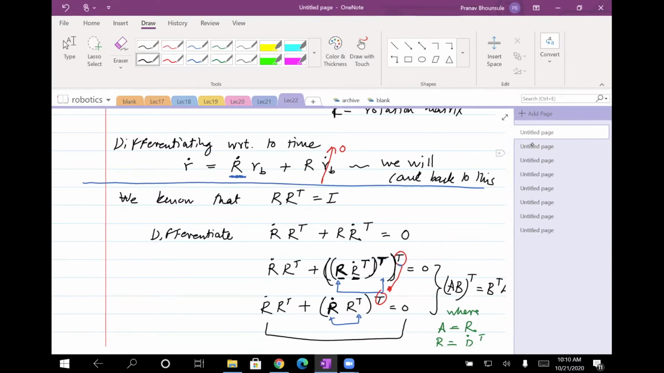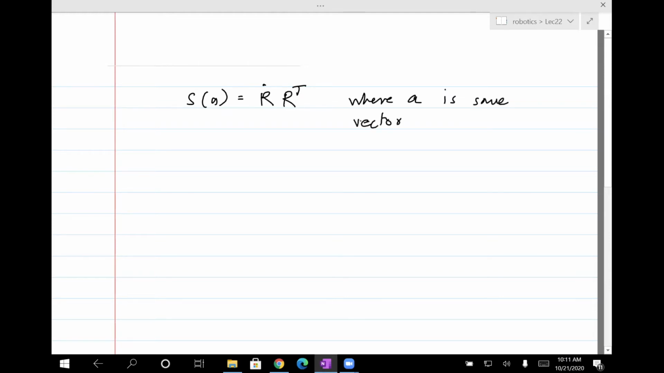Okay, so what I'm going to do is I'm going to write now S of A equals R dot times R transpose. So we were able to show that that product is a skew symmetric matrix, where A is some vector. We don't know what that vector is, but there is some vector out there which falls out when you take R dot and multiply it with R transpose.